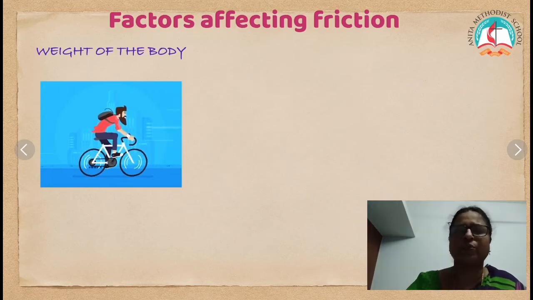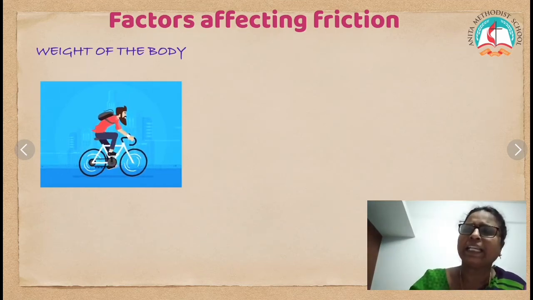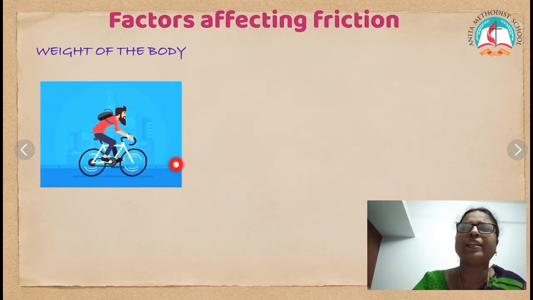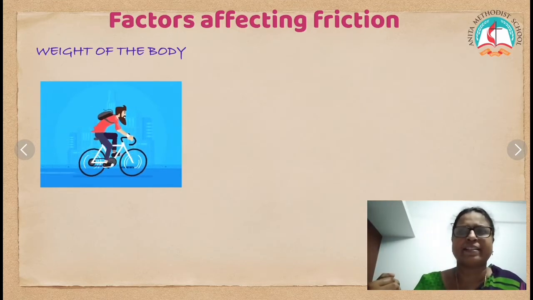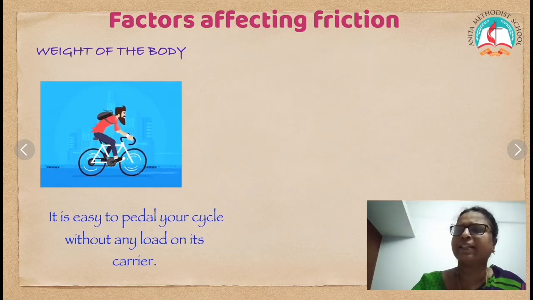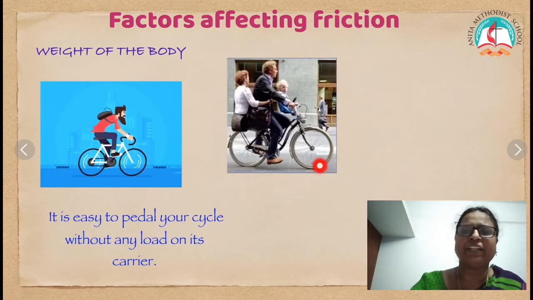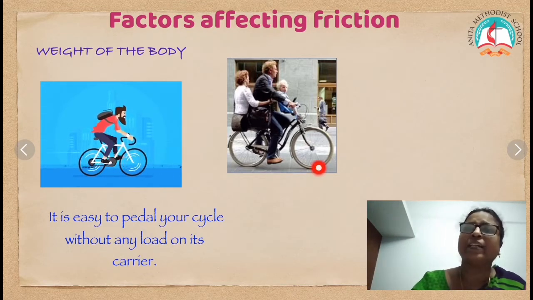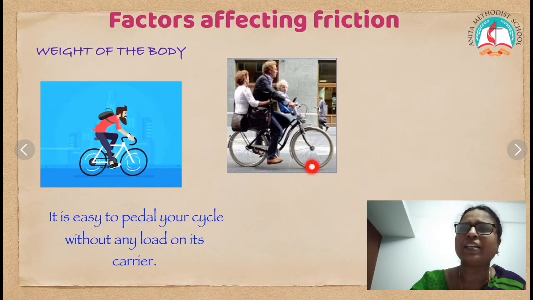Next one is the weight of the object. It is easy to pedal a cycle without any weight on its carrier, isn't it? It's very easy to pedal it. But with a load on its carrier, you can see here, it is difficult to move it. Why? Because the weight on the carrier increases the friction between the surface of the tire and the road.